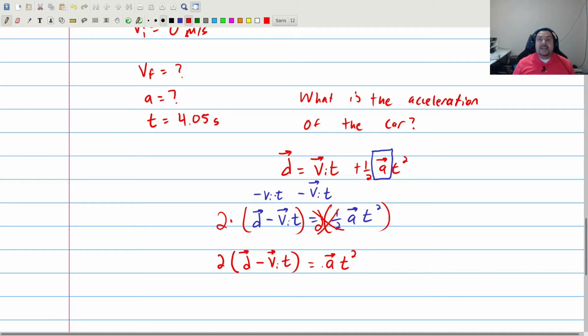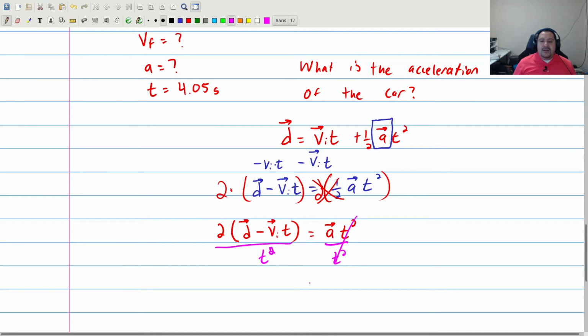The final step is to undo the multiplication between a and t squared. So I'm going to divide both sides by t squared. Divided by t squared and divided by t squared. Bam, that goes away. Now, there's something you need to be careful about here. A lot of people see this t squared there, and this t here, and they will say, oh, don't they at least partially cancel? And the answer is no.